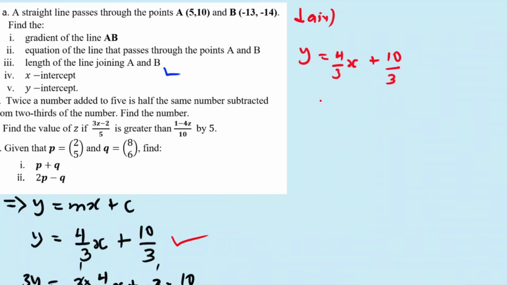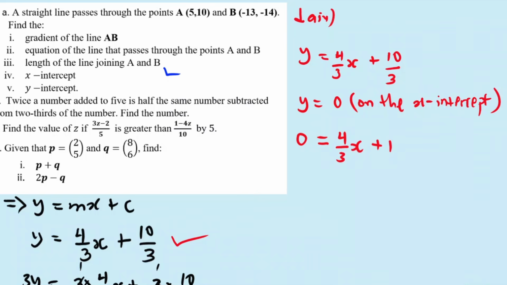I hope you understand what I'm talking about. So on the x-intercept, y is equal to 0. So using this equation, wherever we see y, we just have to put 0. So I'm going to get 0 equal to 4 on 3x plus 10 on 3. So we are going to find the value of x. We can just multiply through by the LCM, which is 3. So I'm going to get 3 times 0 equal to 3 times 4 on 3x plus 3 times 10 on 3.